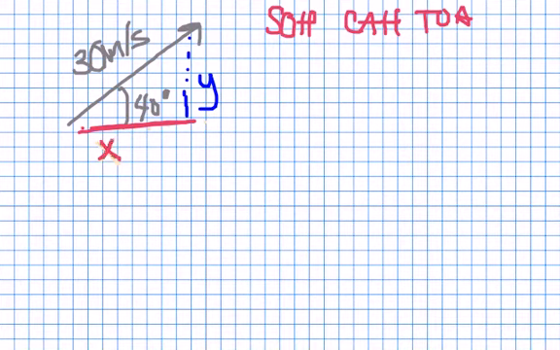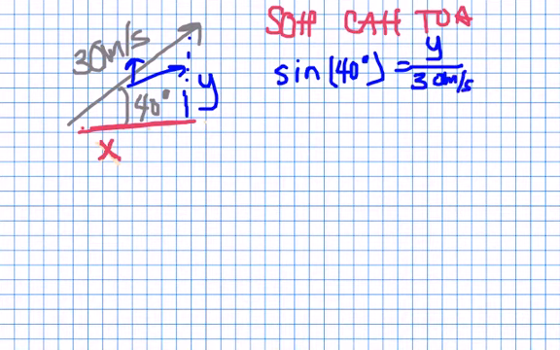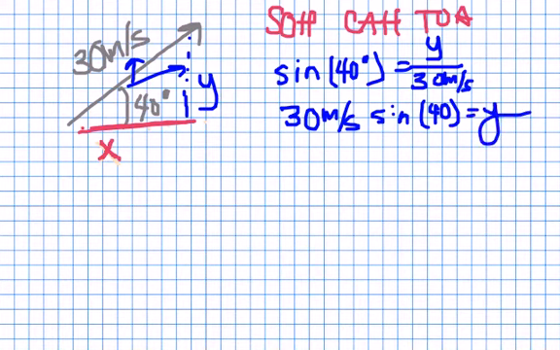So if we're finding y, you can think that this is the opposite and the hypotenuse. So if we're using the opposite and the hypotenuse, we would use sine. So we know that sine of 40 degrees is equal to our opposite, y, over our hypotenuse, 30 meters per second. You move your 30 meters per second over, multiply it by sine of 40, and you'll get y. It should be 19.3 meters per second. You are going to keep your units for these.